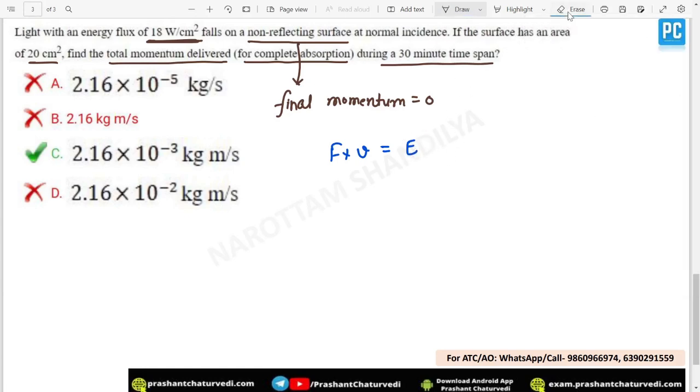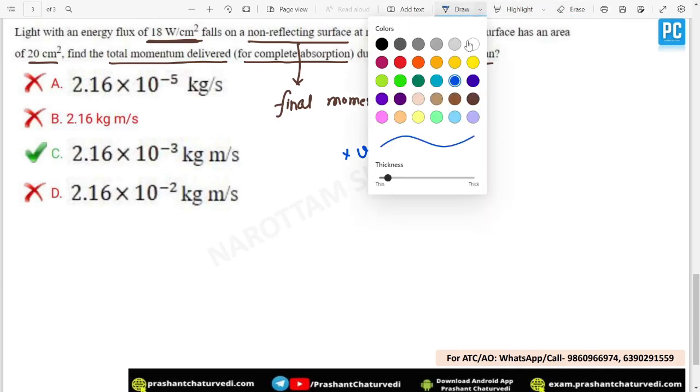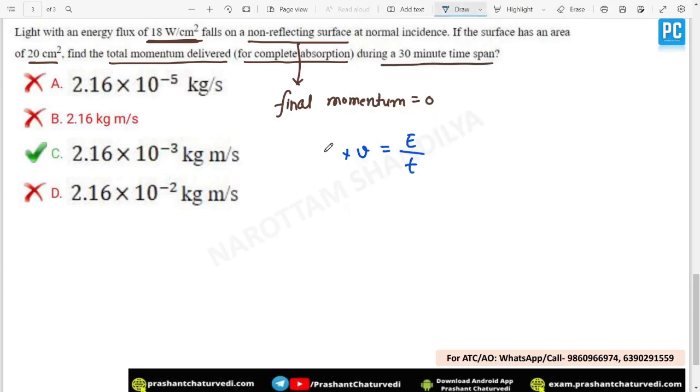So in that case, I am simply telling you here, this is power. So power is what? Power is energy per unit time. And this force, I can write as the rate of change of momentum. Rate is also defined with respect to time. So this is the rate of change of momentum, P by T.